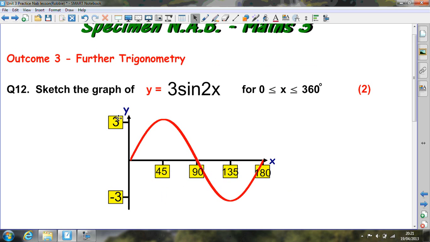So the number at the start tells you how high and how low. This tells you the number of graphs, or the number of waves. So basically you divide 360 by this number to get this bit at the end. You need to obviously know your sine wave and what your cosine wave looks like. Your cosine wave starts high, dips down and up and finishes here.